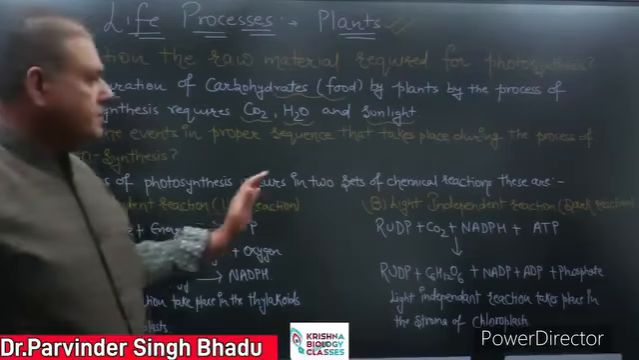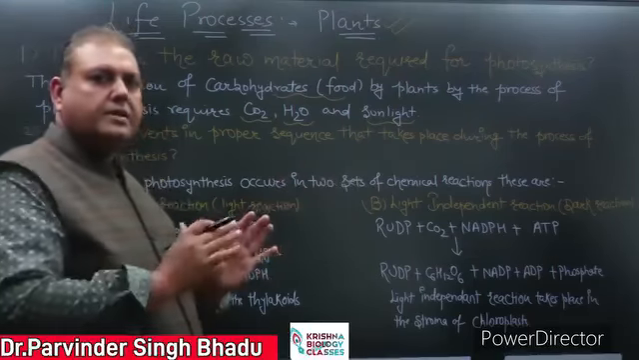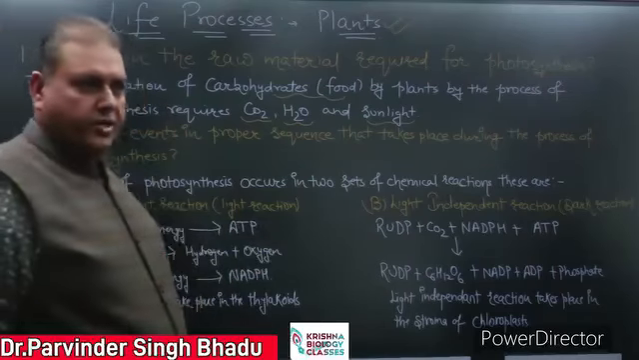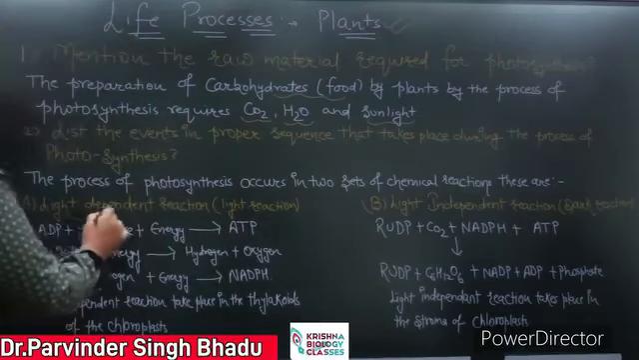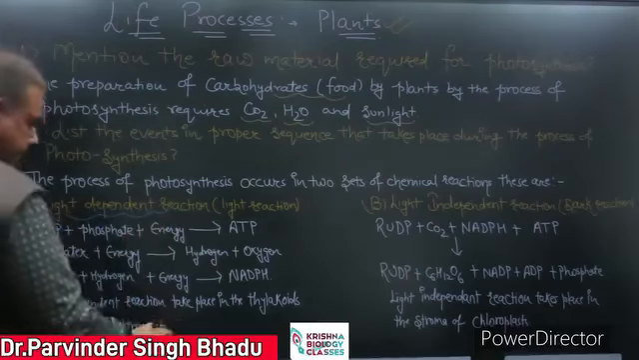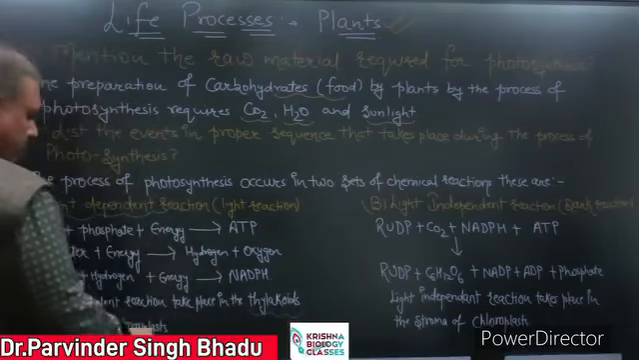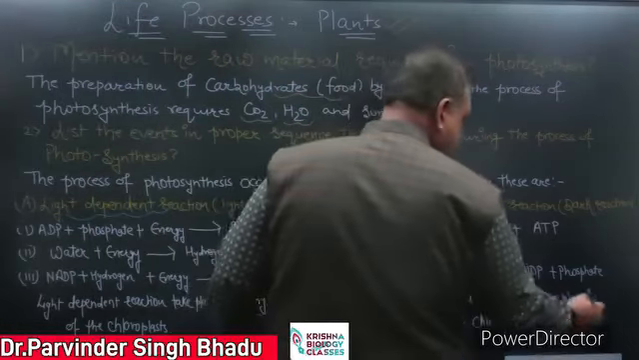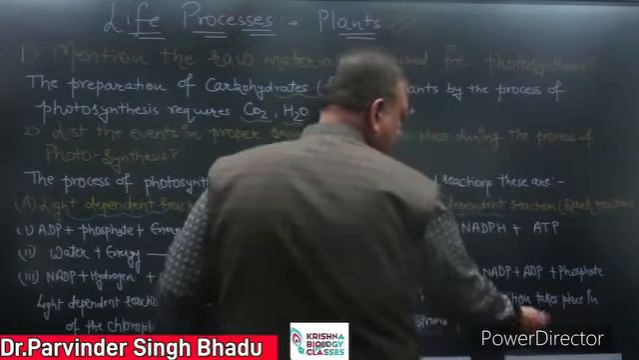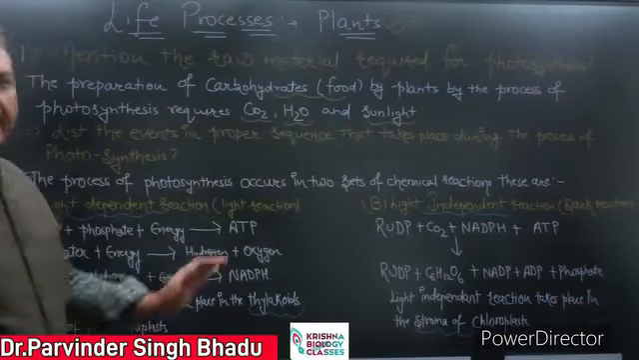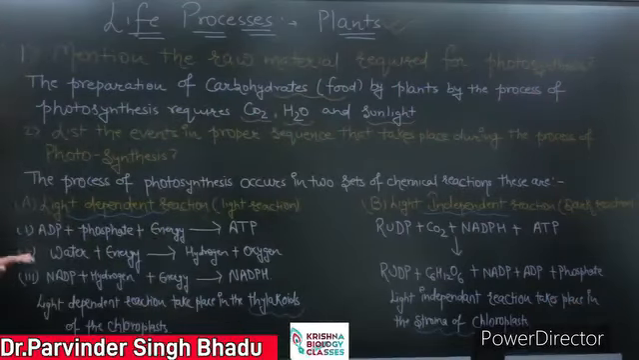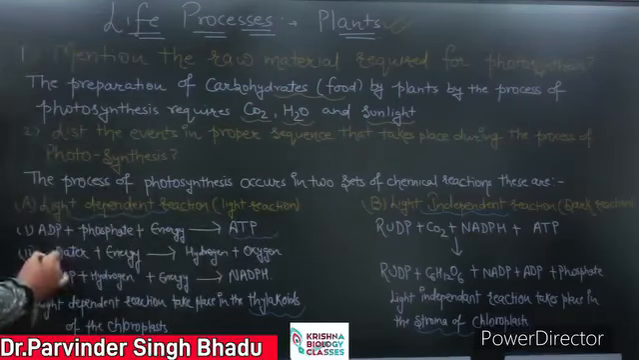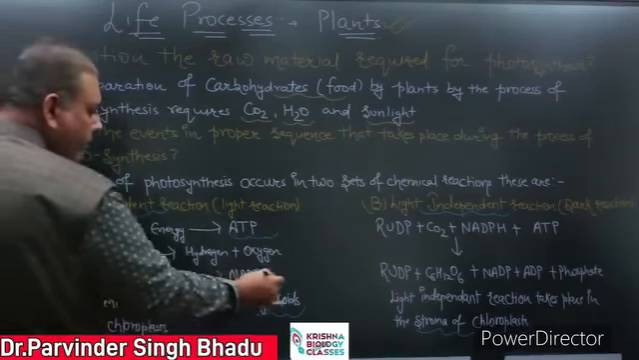The photosynthesis process takes place in 2 subparts: light dependent reaction and light independent reaction. The light dependent reaction takes place in the thylakoids of the chloroplast, whereas the light independent reaction takes place inside the stroma of the chloroplast. What exactly happens in the light dependent reaction? There are 3 important reactions: formation of ATP, photolysis of water and formation of NADPH.